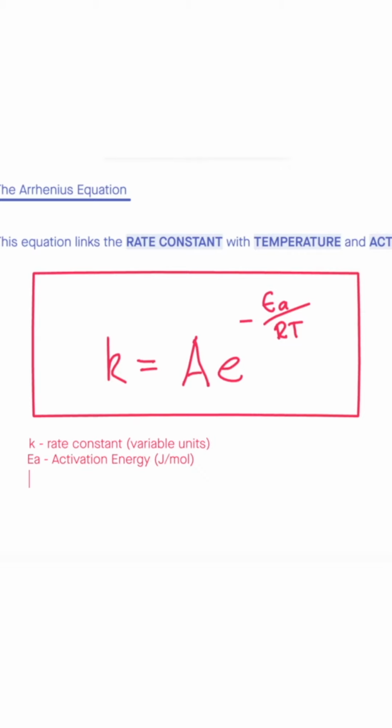which is variable units, Ea is the activation energy in joules per mole, temperature is T in Kelvin, R is the ideal gas constant, which is 8.31 joules per mole per Kelvin, A is the Arrhenius constant, and e to the power is a mathematical function known as an exponential, which you can find on the calculator.